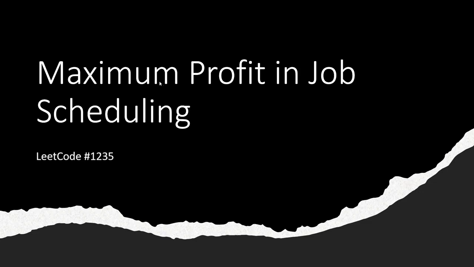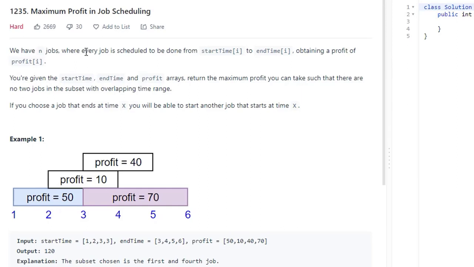In this video, we're going to be going through maximum profit in job scheduling, which is LeetCode problem 1235. So this problem is labeled as a hard problem, and it's fairly popular. It states that we have n jobs, where every job is scheduled to be done from the start time to the end time and has a certain profit. So you're given the start time, end time, and profit arrays.